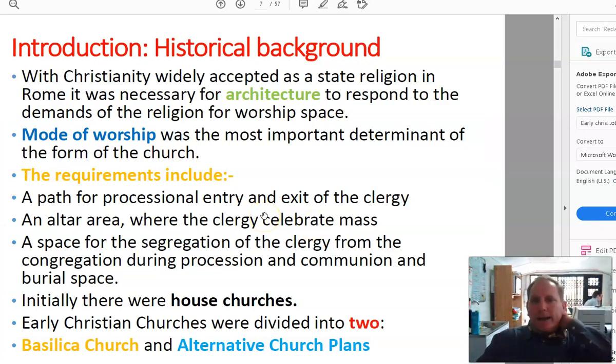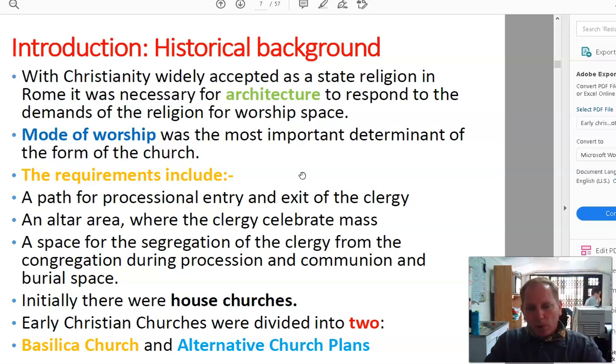With Christianity widely accepted as a state religion in Rome, it became necessary for architecture to respond. I'm going to go through this quite quickly. There was a processional entry and exit of the clergy, an altar area at the top where they celebrate Mass.